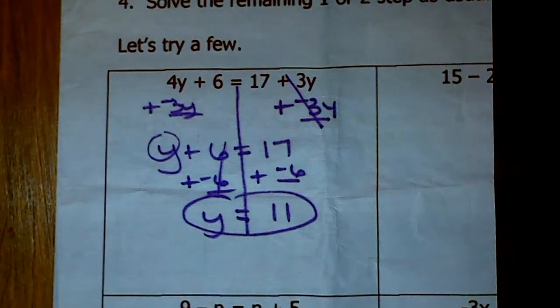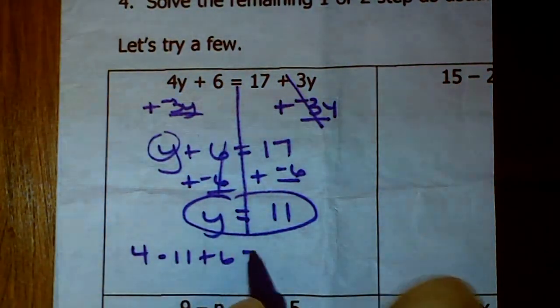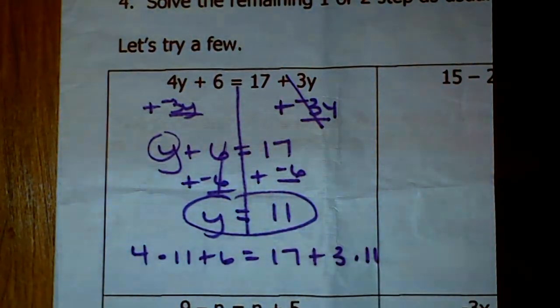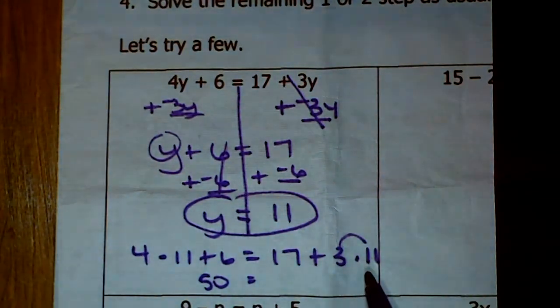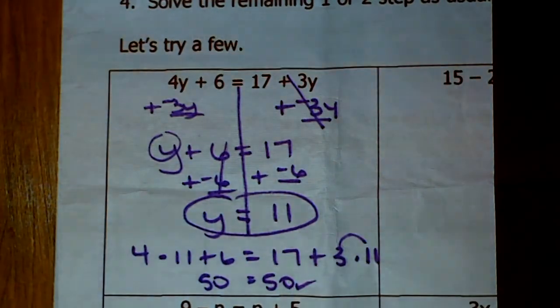Now when you're trying to check these, when you plug 11 in, you need to make sure that one side does equal the other. So you would take 4 times 11 plus 6 and see if that equals 17 plus 3 times 11. You can use a calculator if you want, but 4 times 11 is 44. 44 plus 6 is 50. I have to multiply first, so 3 times 11 is 33. 33 plus 17 is 50. One side equals the other, so I know that I'm right.